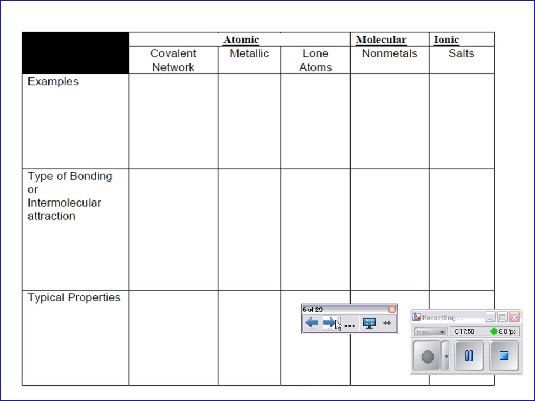This table is pretty much just solids. Every solid on the planet is going to fall into one of these categories. Let's start with the one you're most familiar with, our ionic salts, our ionic solids. Give me a few examples of those. That is so creative. What else?